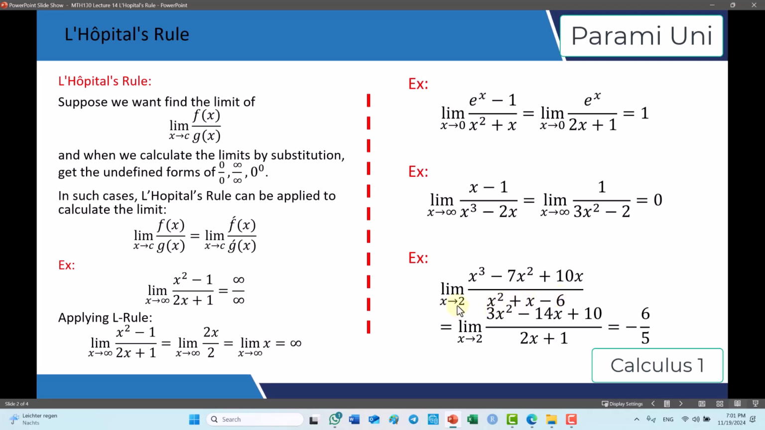Take another example of x cubed minus 7x squared plus 10x over x squared plus x minus 6, as x approaches 2. If you substitute 2, you get 0 over 0. Therefore, you take the first derivative, which is 3x squared minus 14x plus 10, divided by 2x plus 1. Now, if you substitute 2, you get minus 6 over 5, which is the limit of this fraction as x approaches 2.